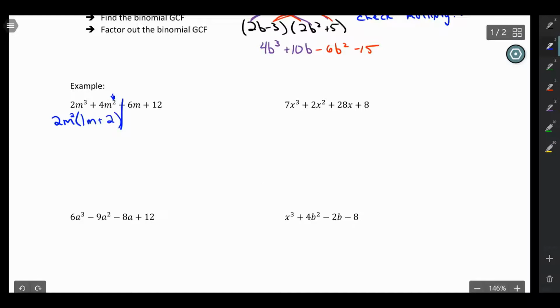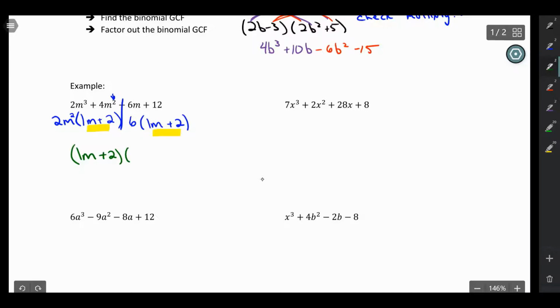Then let's take a look at the second half. Greatest common factor between 6 and 12 will be 6. There are no letters over here, so there will be no letters in our greatest common factor. 6 divided by 6 is 1, still have the m. 12 divided by 6 is 2. I now have this matching binomial phrase in each place, so that's my new greatest common factor. I'll write that out front.